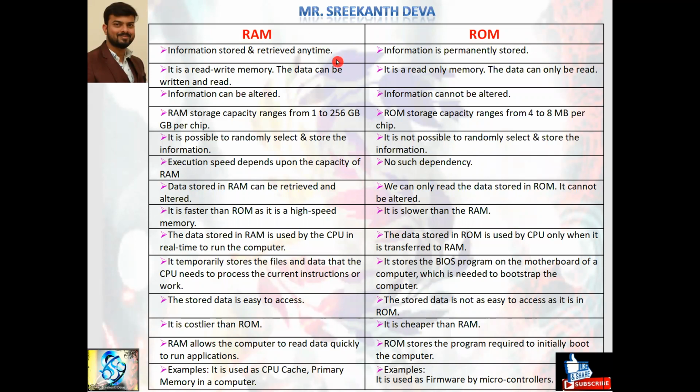In RAM we can store any kind of information and retrieve it anytime, but in ROM information is stored permanently. Coming to RAM, it is a read-write memory. The data can be written and read. So try to understand, in RAM we can do read operation and write operation. RAM is a read-write memory; both operations, read and write, are done.